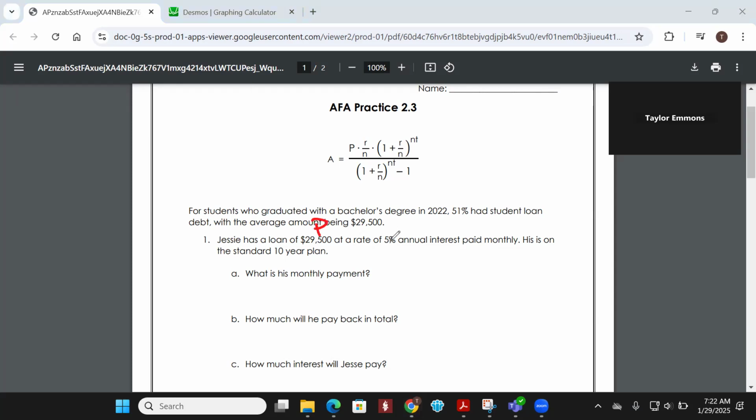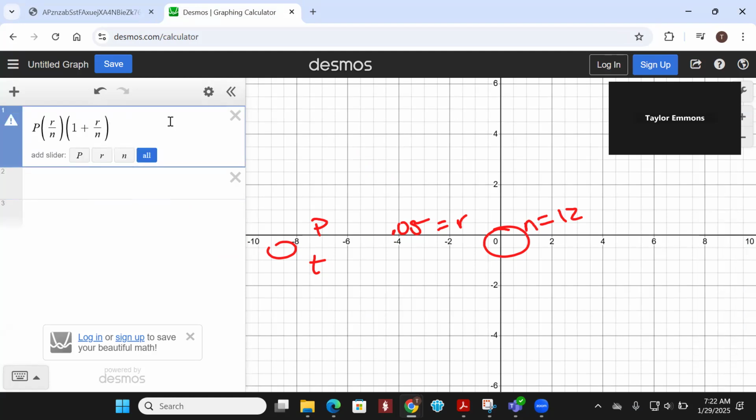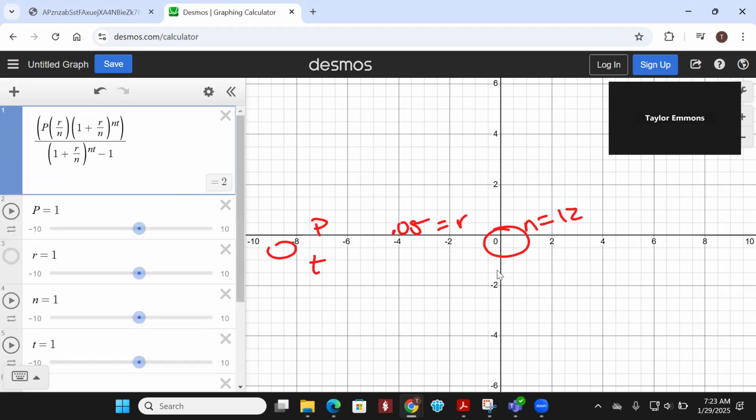Okay, and then we're going to change our percent to a decimal, and that's going to be our R. Monthly means that N is going to be 12 and T is going to be 10. So we go in and we type our formula. And remember, you've got to be careful about how you're typing it, because otherwise you can screw up all your stuff. And then you're going to hit add all the sliders.